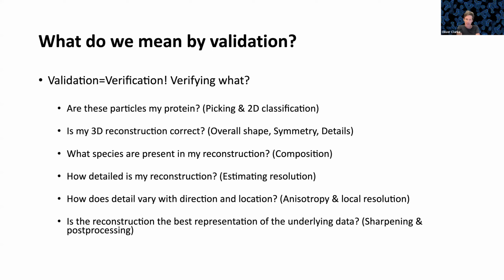How detailed is the reconstruction? So that corresponds to estimating resolution. And how does that detail vary with direction and location? So that ties into anisotropy, preferred orientation, and local resolution. And then finally, is the reconstruction that you've got the best representation, the most informative representation of the underlying data? And that's where sharpening and post-processing come into the mix.